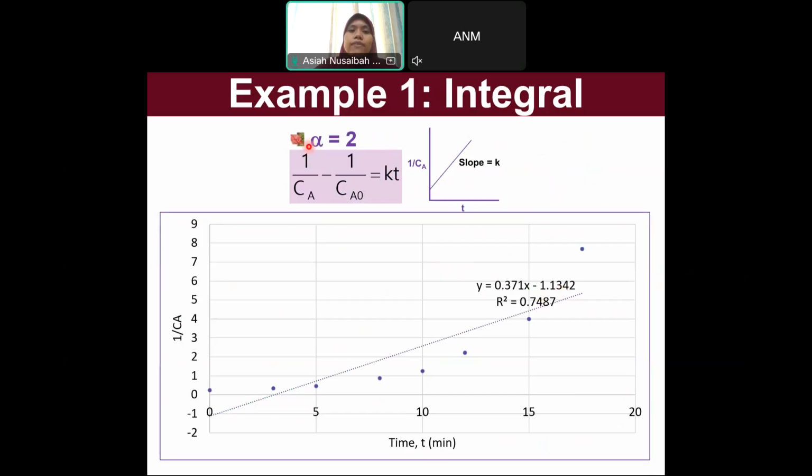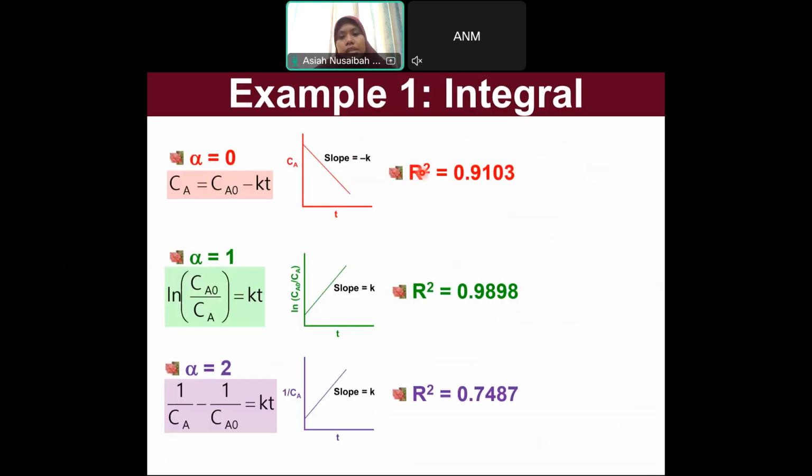Finally, for alpha equals 2, we plot 1 over CA versus time. This time, we do have the intercept, where the intercept is actually equal to positive 1 over CA0. We simply transfer the minus 1/CA0 to the right-hand side. So here we have R squared equals 0.7487.